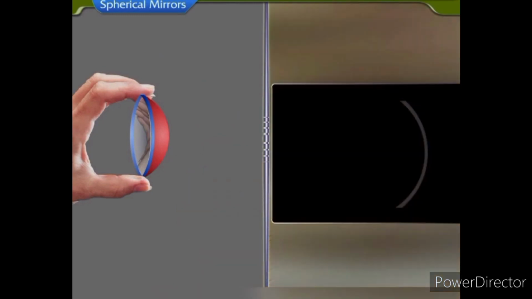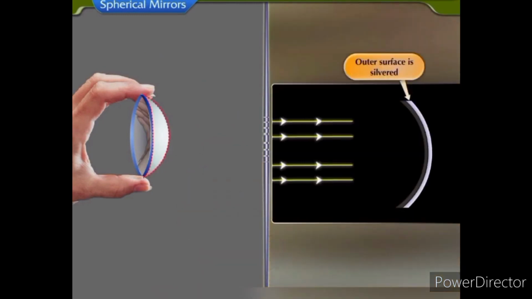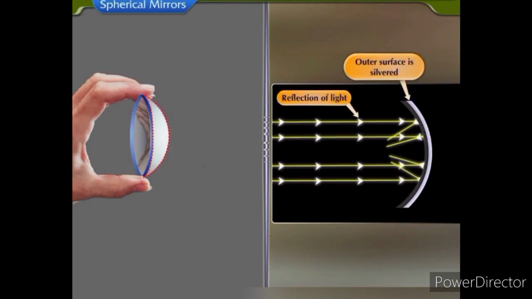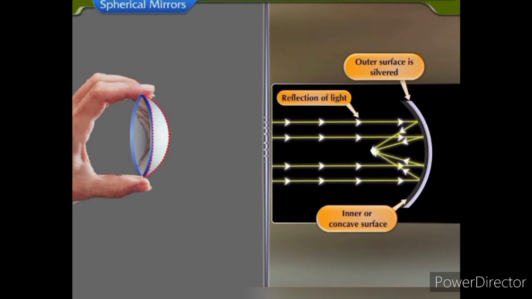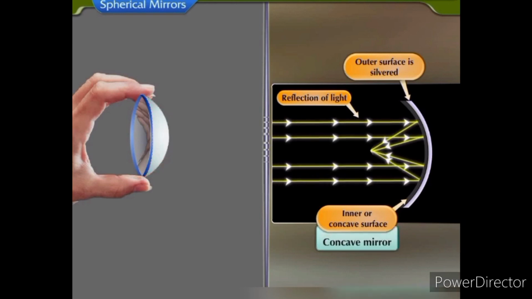The mirror in which the outer surface is silvered so that reflection of light takes place from the inner or the concave surface is called a concave mirror. A concave mirror is also called a converging mirror.